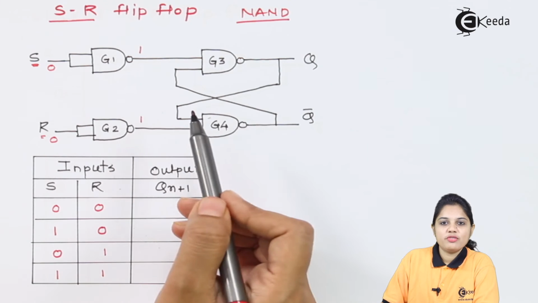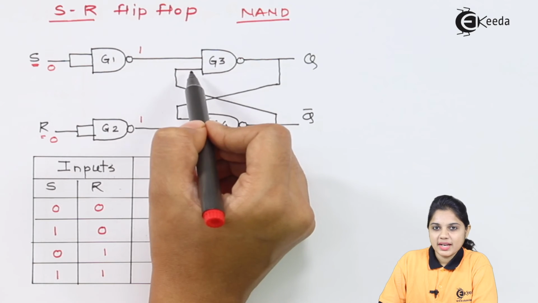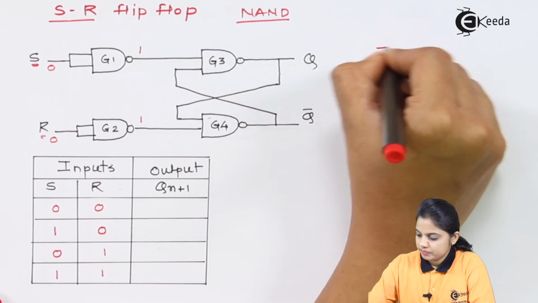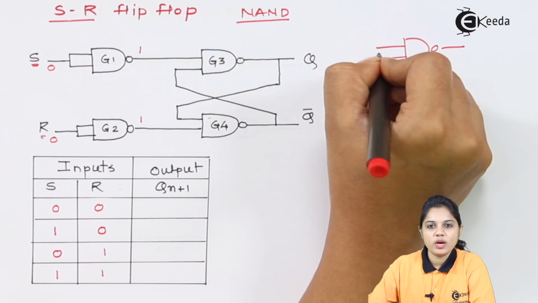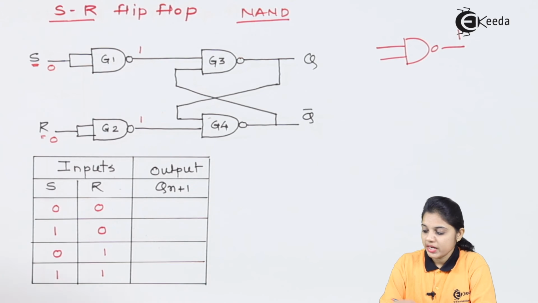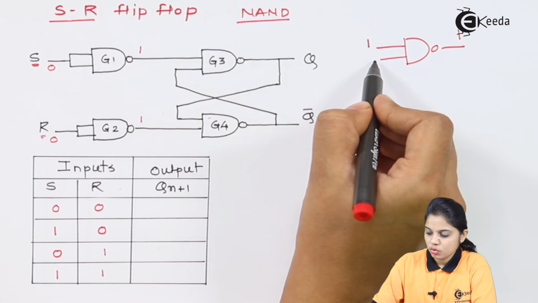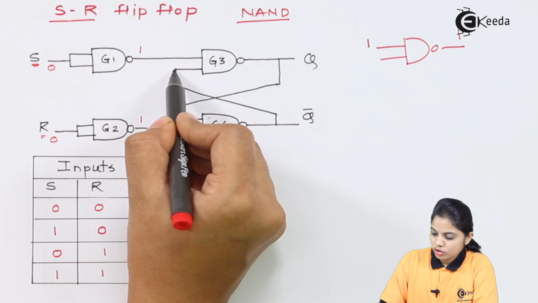Now we know that for a NAND gate, if you have a 0 present at one of the inputs, you can definitely say that the output is equal to 1. But if one of the inputs is 1, you need to know what the second input is. So it depends on Q and Q bar.